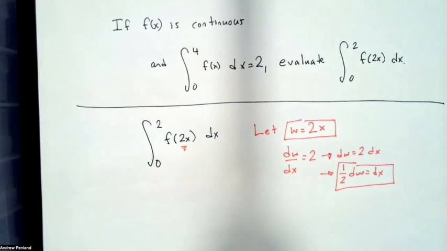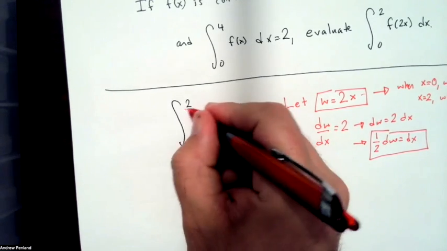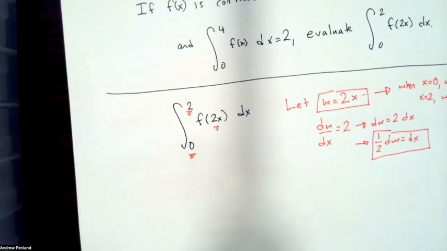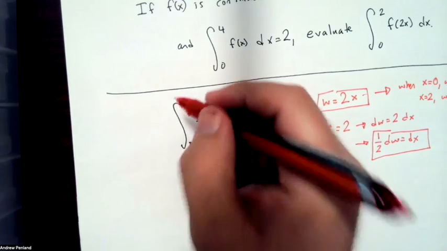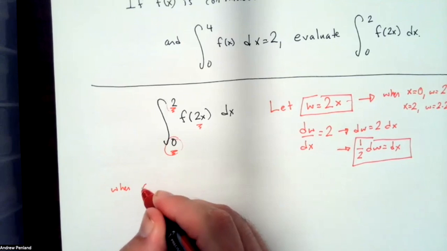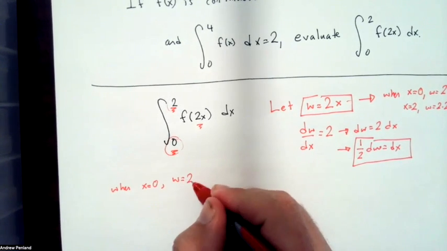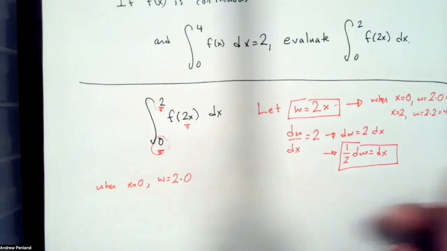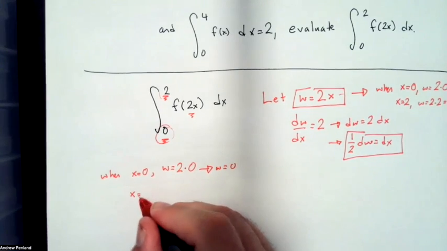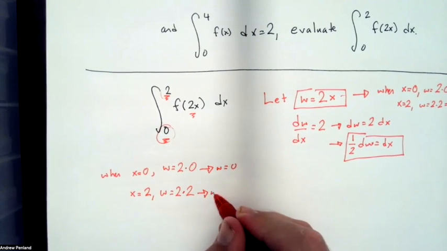So then, when we make w equal to 2x, I want to go back and look at these bounds of integration and express them in terms of w, because when we change from x to w, we're going to change the bounds of integration as well. When x is equal to 0, w is equal to 2 times 0, because w is 2 times x. So w is equal to 0. And when x is equal to 2, w is equal to 2 times 2, so w is equal to 4.